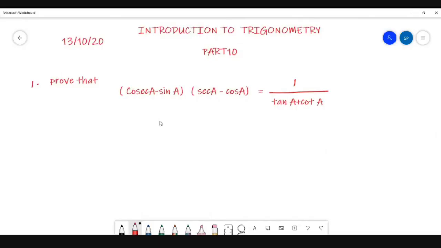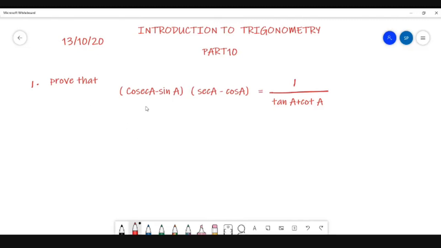Good morning, children. Today is the last part of the lesson, Introduction to Trigonometry. That is part 10. So let us continue the problems.